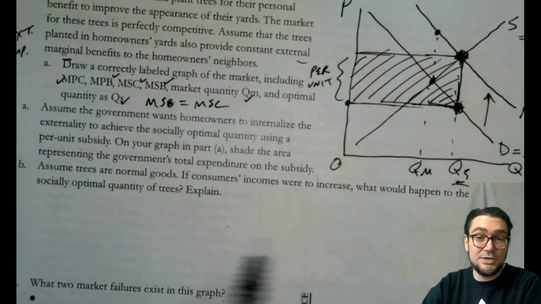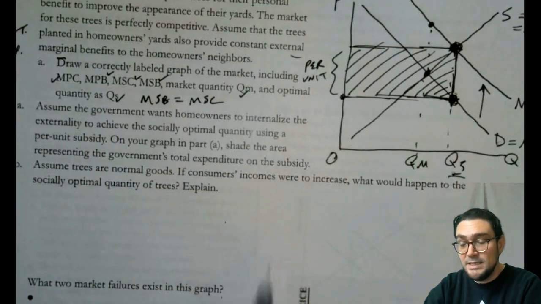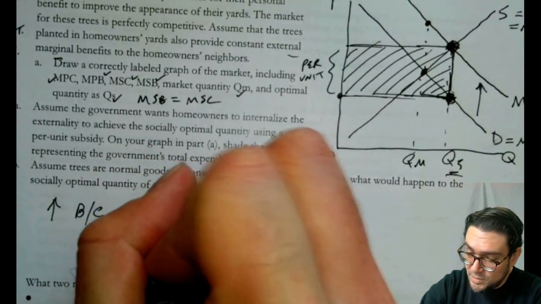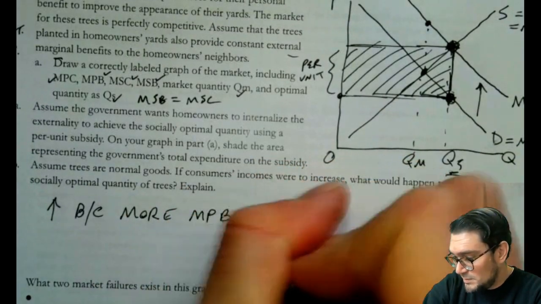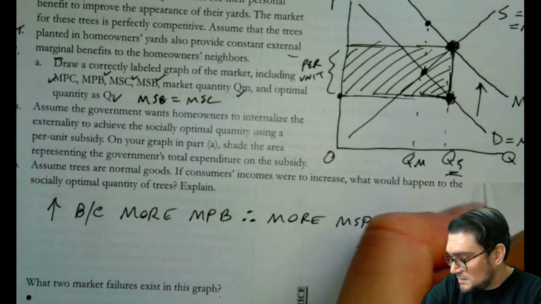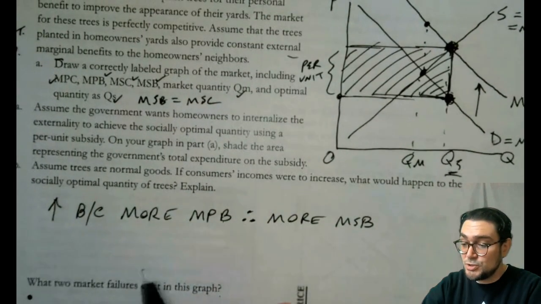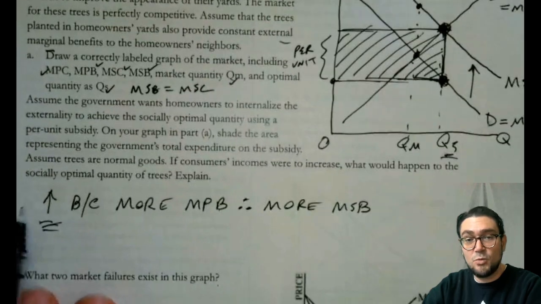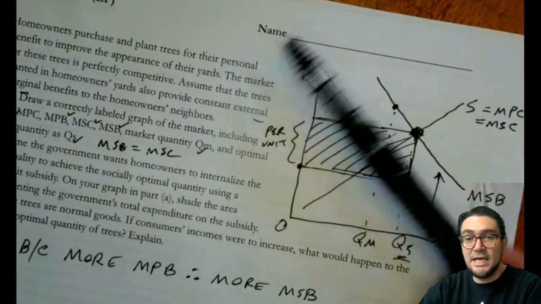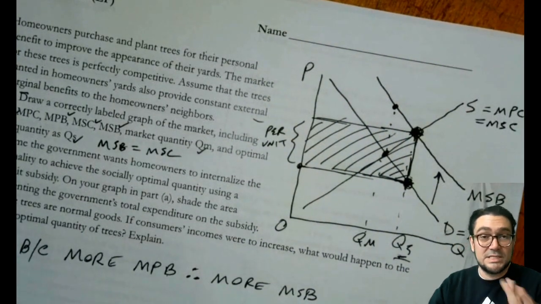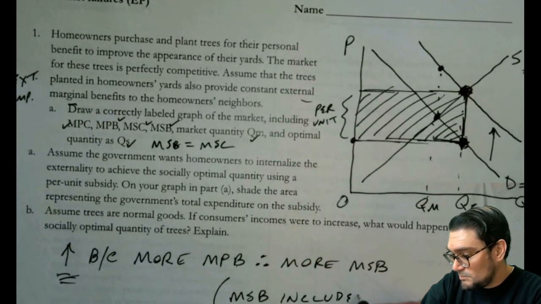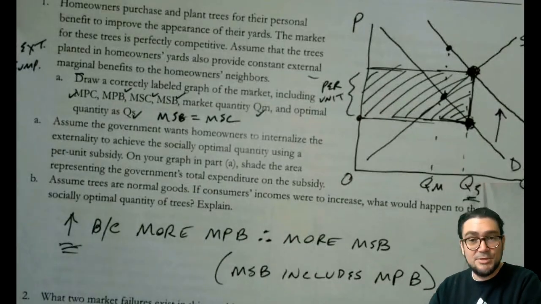Assume trees are normal goods. If consumers' incomes were to increase, what would happen to the socially optimal quantity of trees? Explain. It would increase, and that's because you would have more MPB and therefore more MSB, and that would be why there would be a larger socially optimal quantity of trees. The reason isn't that the MSB would stay where it's at. It's actually that the MPB rises, and when the MPB rises, the MSB rises also because the MSB includes the MPB. So we could add that just to make that really clear.